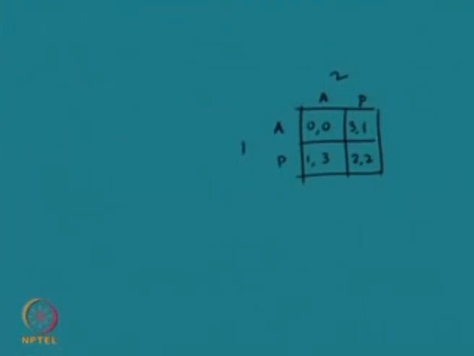What is the Nash equilibrium here, or what are the Nash equilibria here? There are in fact two Nash equilibria here. One is aggressive-passive and the other is passive-aggressive, that is this and this. You can check that there is no profitable deviation for either of the players from these two equilibrium profiles.